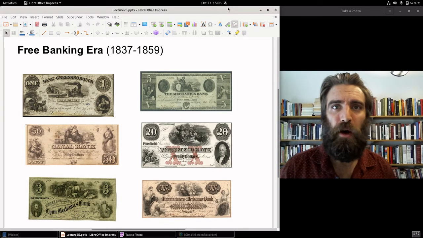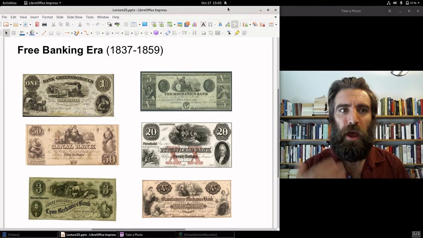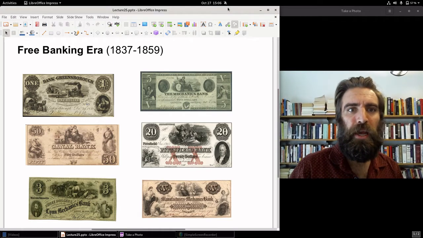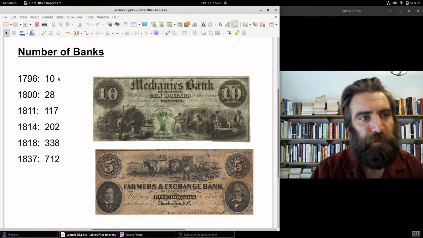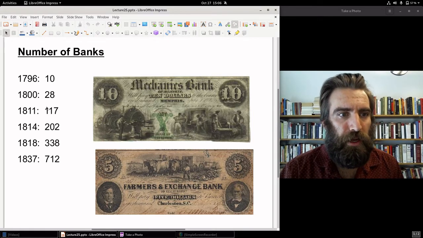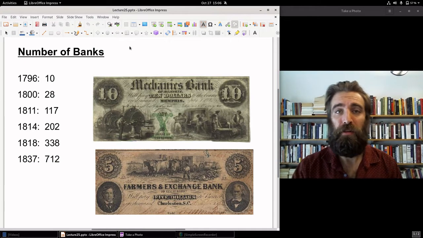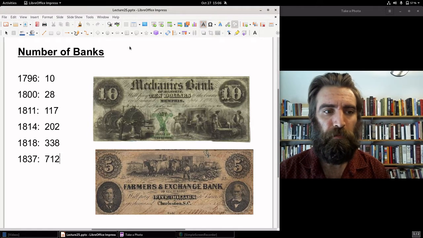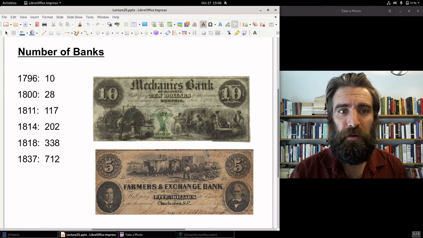Free banking wins out. The hard money dream of not having fractional reserve banking slowly dies away. Free banking takes charge in the antebellum period. Look at this. We've seen these numbers already up to 1818. By 1837, there were 712 banks in the United States. And of course, these are all state-chartered banks. All state-chartered banks.